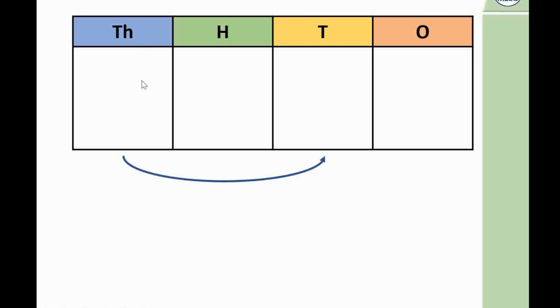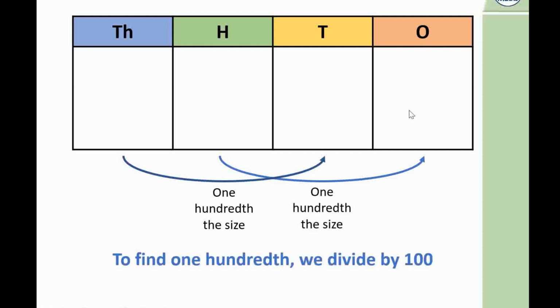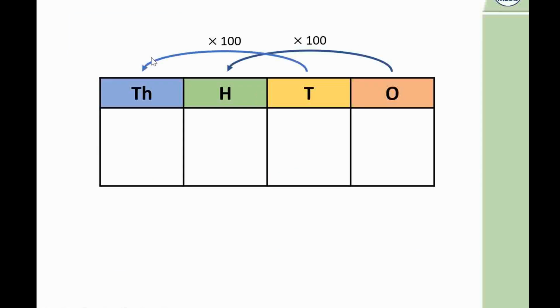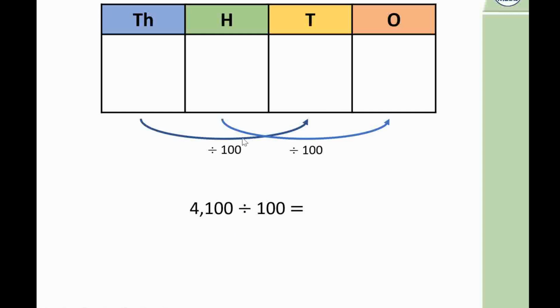Now, hopefully, we're going the other way. This is the division. So thousands divided by 100 equals 10s. 1/100th the size. Hundreds divided by 100 gives you ones. 1/100th the size. To find 1/100th, we divide by 100. Okay, this is going up. It's going down when we divide. Right, so our first task.